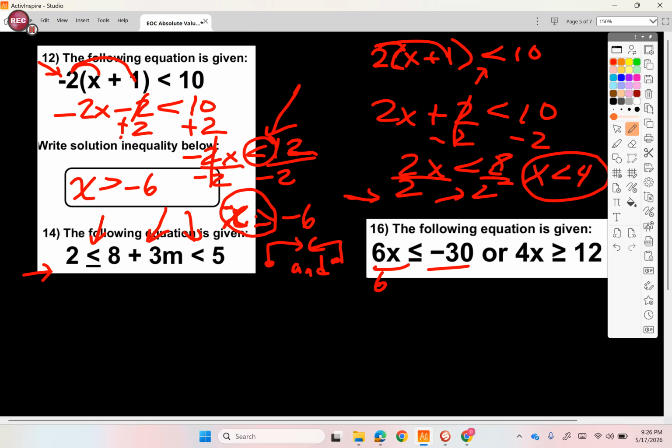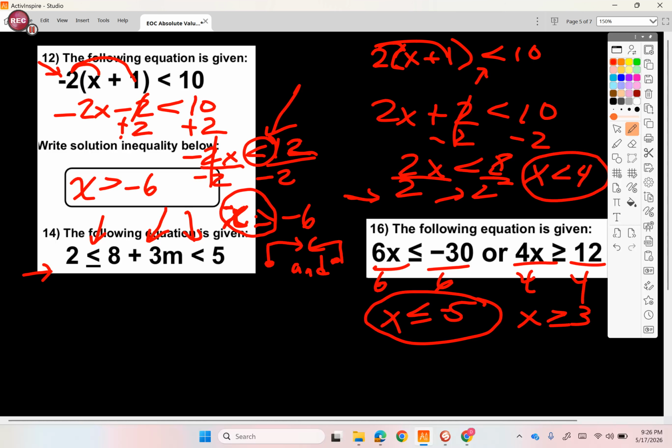So here you're just dividing by 6. We get negative 5, no flipping. Divide by 4 here, no flipping. We find the graph that's less than or equal to negative 5, which would look like that, and greater than or equal to 3.